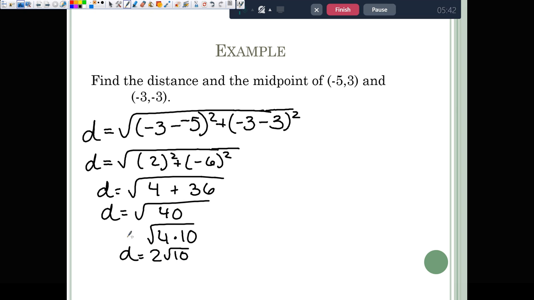Yes, if it was looking for the approximate answer, it would be 6.32. However, if it's looking for the exact answer, you want 2 square root of 10. So you do want to break it apart if it's looking for the exact answer. If it's not looking for the exact answer, like it's a real world problem, then you can just take the square root of 40.